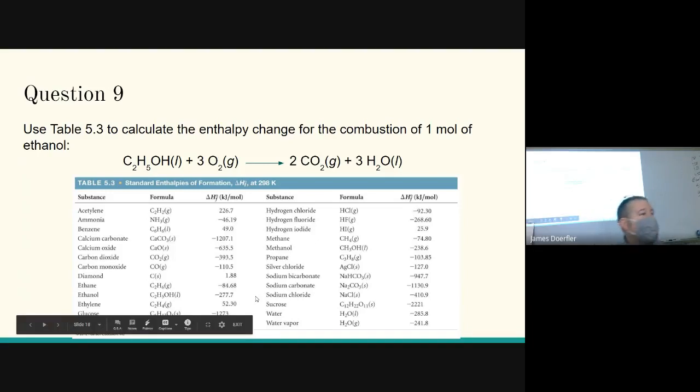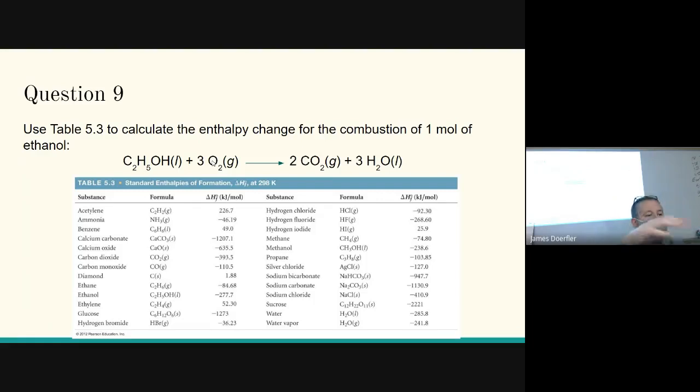You find it? Excellent. You find it, Colton? Excellent. Okay. What about oxygen? What's oxygen's value going to be? 0. And I'm just going through the line here and picking out values for you to find. Okay, so yes, oxygen is going to be 0 because it's in its elemental state, elemental form. Okay, what about CO2? Gas. Negative 393.5. Perfect.